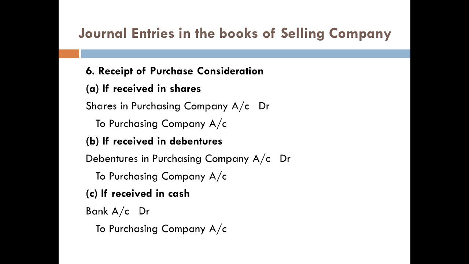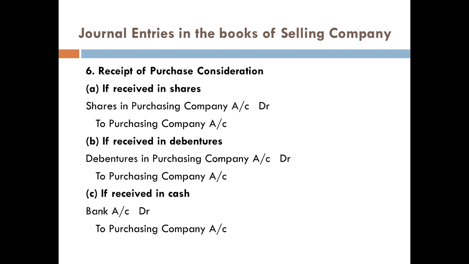So the journal entry in case of received by shares is shares in purchasing company account debtor to purchasing company account. So here who is giving it? The purchasing company is giving me the amount. So I credit the purchasing company, and what I receive, shares in the purchasing company. Likewise in case of debentures, debentures in purchasing company account debtor to purchasing company account. When I receive it as cash, bank account debtor to purchasing company account.